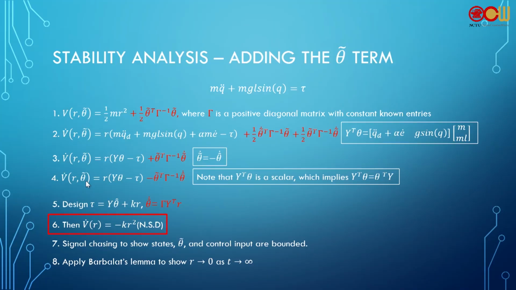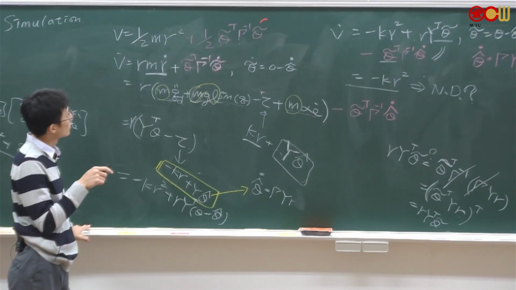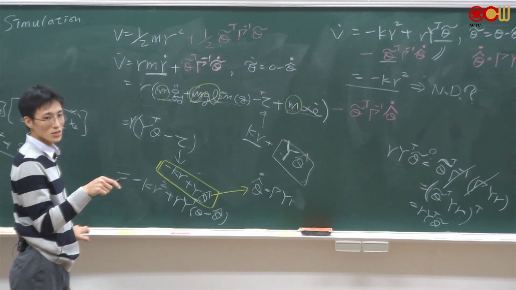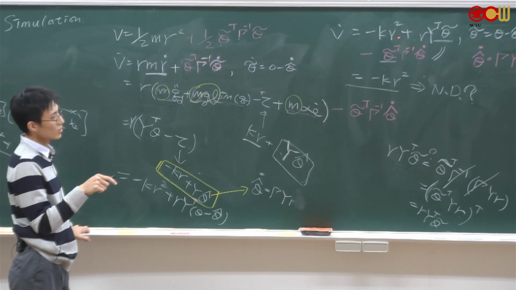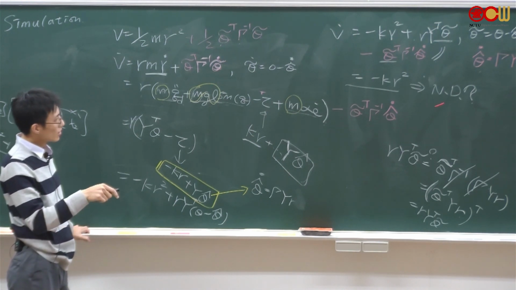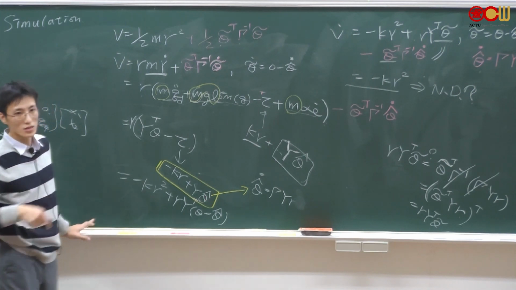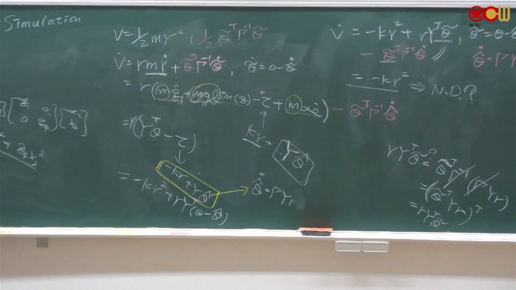But it's negative semi-definite, right? We are only trying to show that r converges to 0, but not this. Theta tilde, which is the difference between the true parameter and the estimate, is not necessarily going to be 0. So even if you find the tracking error goes to 0, it doesn't mean your estimate will approximate the true value. It's not necessary, because there are some problems that prevent it from converging to the true parameter.